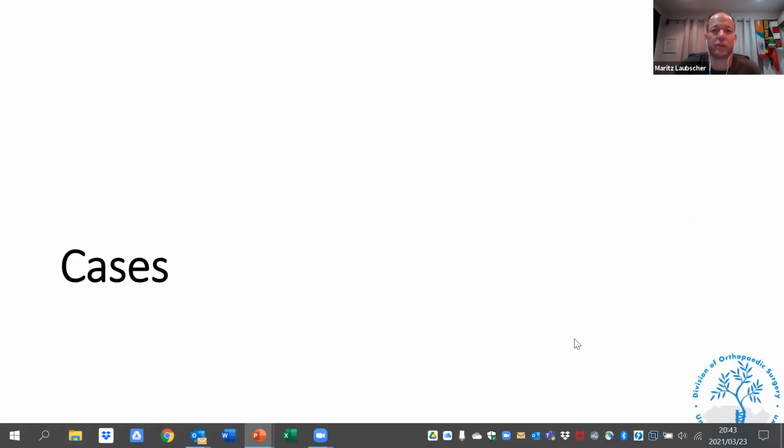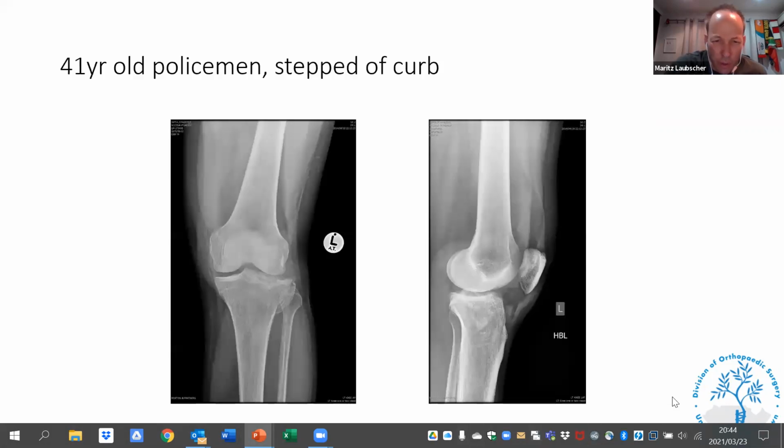Any other questions? Okay, so let's look at some clinical cases, and then maybe we can give some of the guys an opportunity to comment, especially the seniors, practicing for the exam coming up. Okay, this is the first case. This is a 41-year-old policeman who stepped off a curb.